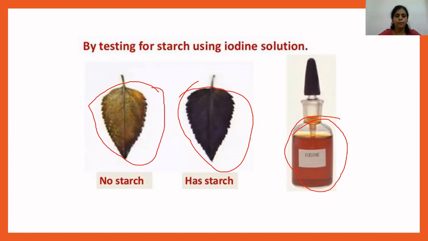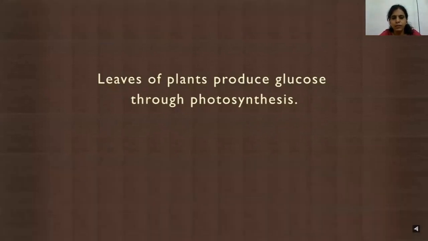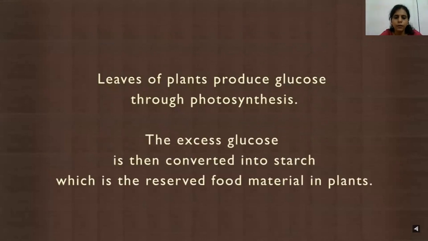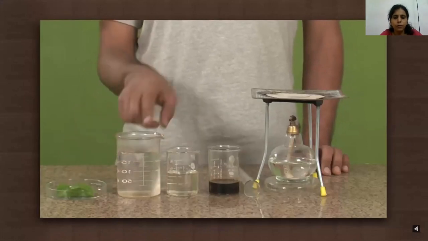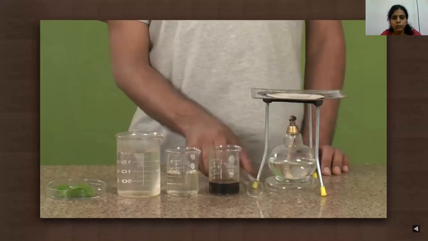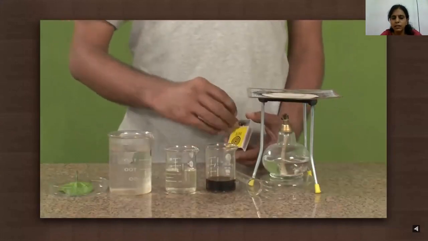Now I'll just show you one small video. Have a look at that. You will understand how to test the presence of starch in leaves. You're aware that leaves of plants produce glucose through photosynthesis, and the excess glucose present in the leaf is converted into starch. So you require a green leaf, water, alcohol, iodine solution, boiling tube, spirit lamp, and a stand.